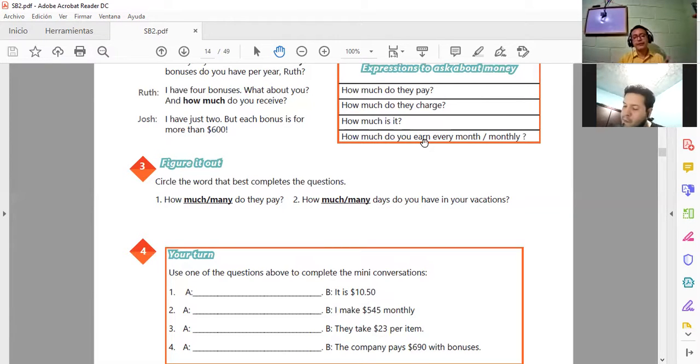So, in number three. They take $23 per item. ¿Cuánto cobran? How much do they charge? Prácticamente se refiere a un servicio. Exactly that. Yes, like a doctor, they charge you per hour. Or a lawyer, un abogado, they charge you per hour, okay? And you tell me, how much do they charge? They charge $50 an hour. An example, okay? And the last one, the company pays $690 with bonuses. How much do they pay? Exactly that, okay?